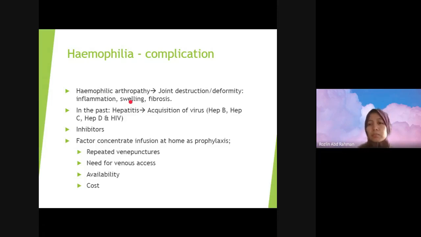patient. Alright. So certain patients, kalau dia mampu dia boleh beli factor concentrate and then they can use it at home. Okay, so dia dah pandai lah macam nak cucuk sendiri. Alright.